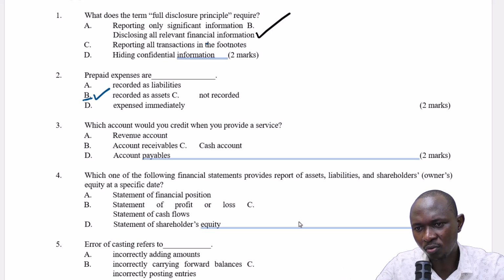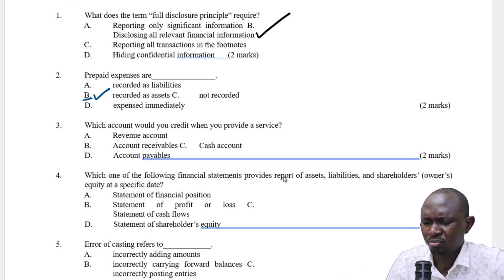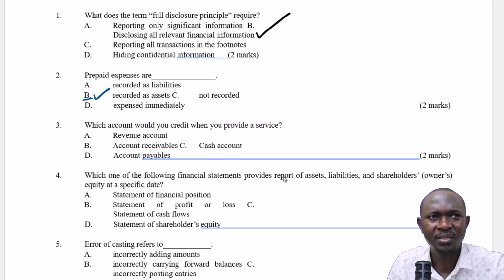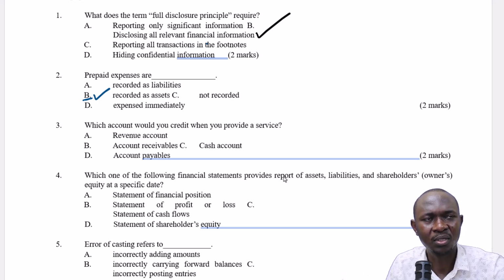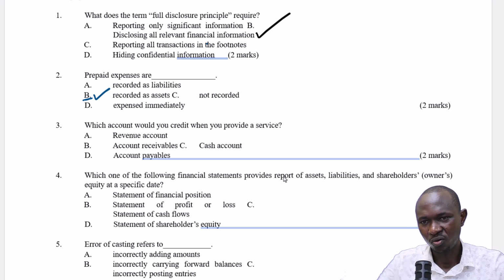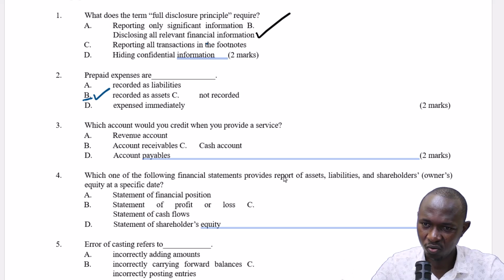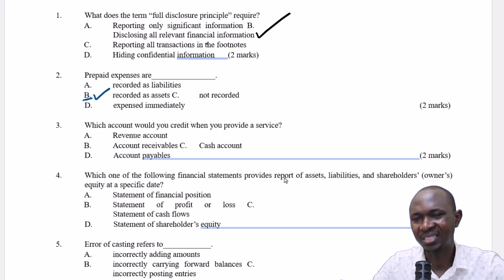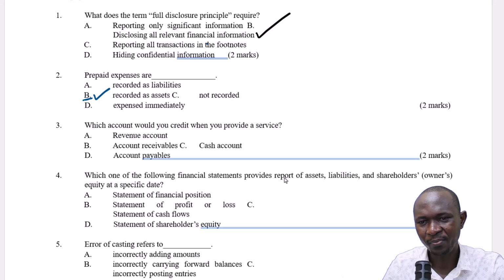Which account would you credit when you provide a service? When you provide a service, this is treated as a sale. So you are supposed to credit the sales account. Sales account is a credit entry because it's revenue. So when you provide a service, you credit the revenue account or the sales account. That's what we have there as option A, so this is going to be the correct answer. But let's read the rest.